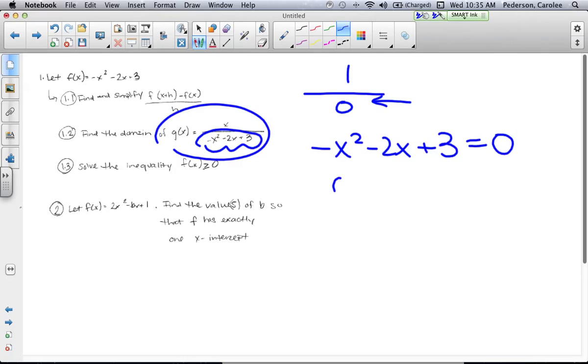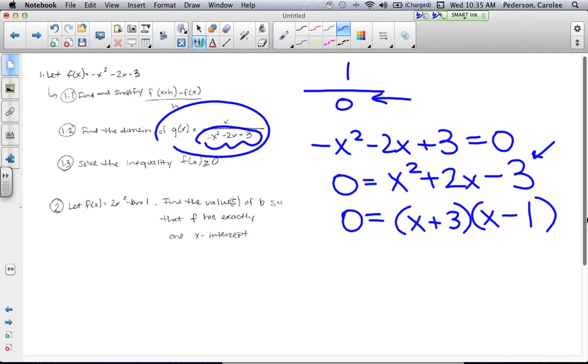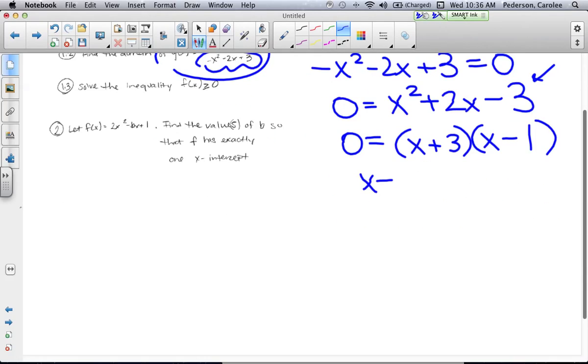So when I first push everything over to the other side, it makes that leading coefficient positive. So now I have a positive x squared, a positive 2x, and then a minus 3. Now I factor it. I'm assuming your teacher probably taught you factoring. So you say, what are the factors of negative 3 that add to 2? Well, you get a positive 3 and a negative 1. When you FOIL that back out, you'll be left with this trinomial. Now you set each of those factors equal to 0 and solve for x. So you're going to get negative 3 here and a positive 1.